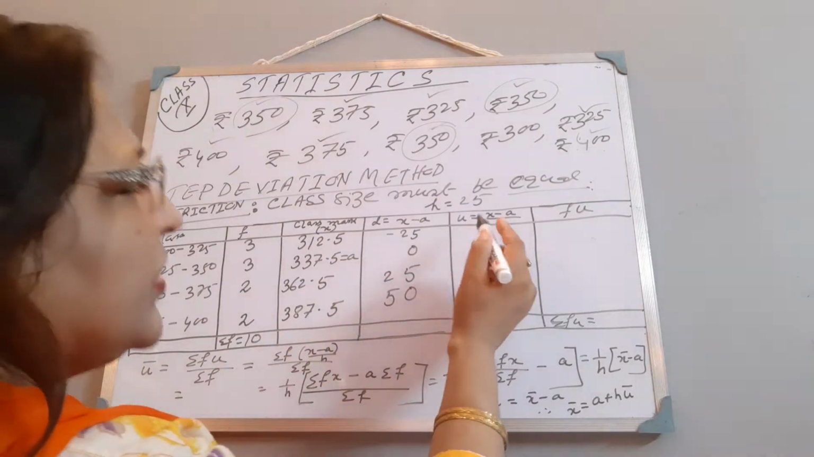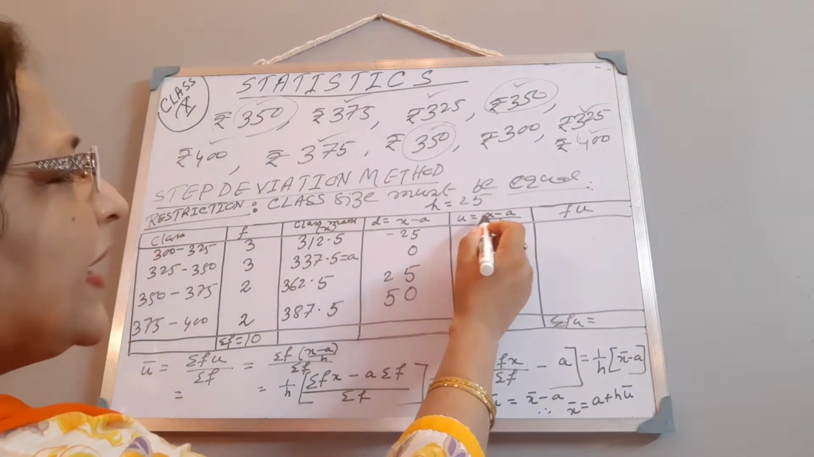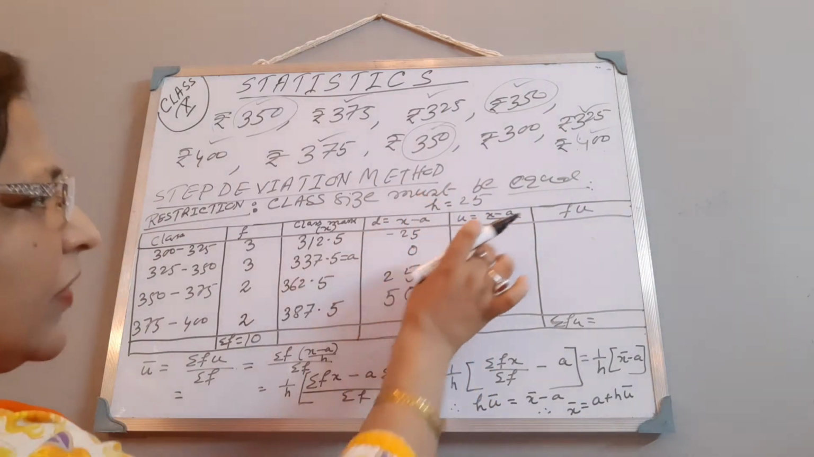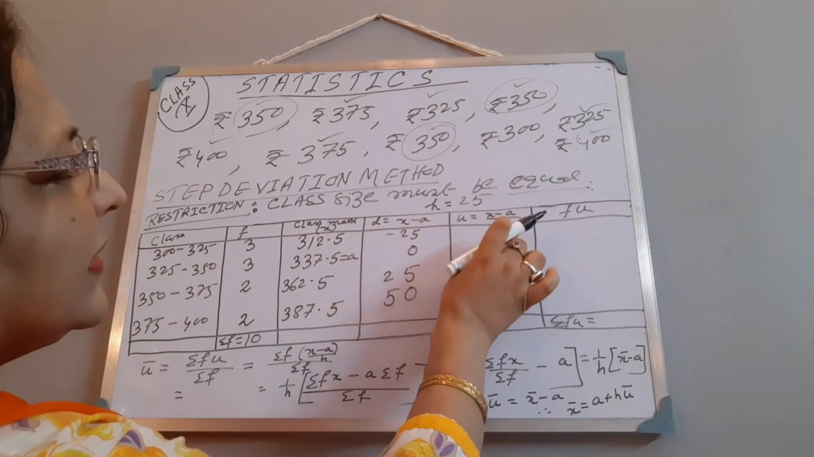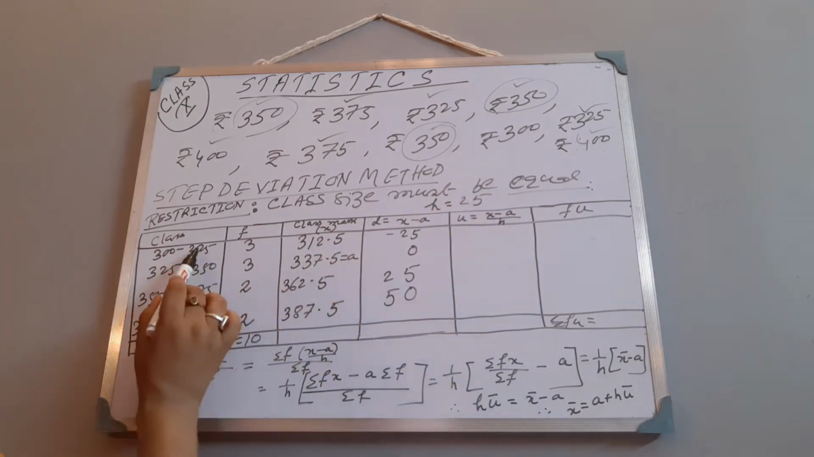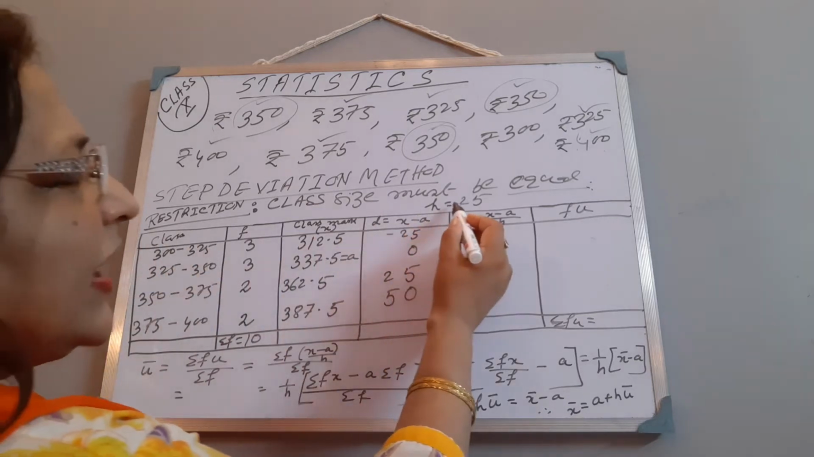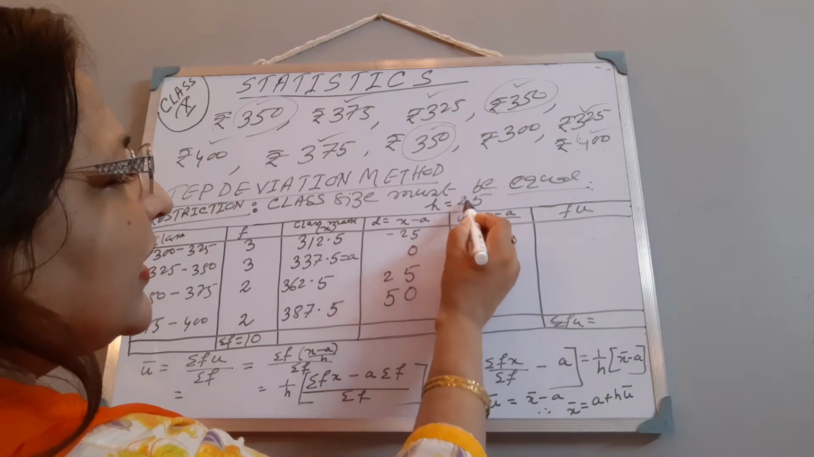Now here we have to find the new column, that is u. u equals x minus a, the deviation we have got, divided by the class size, that is h. What is h? 325 minus 300. I already said the class size or class length is 25. So the h value is 25.